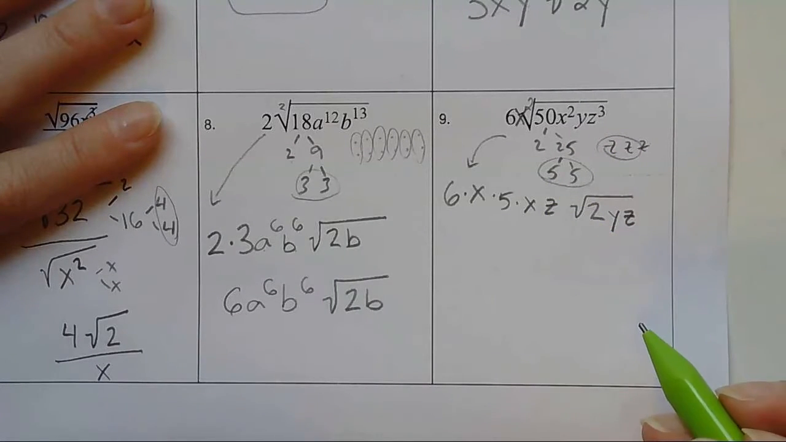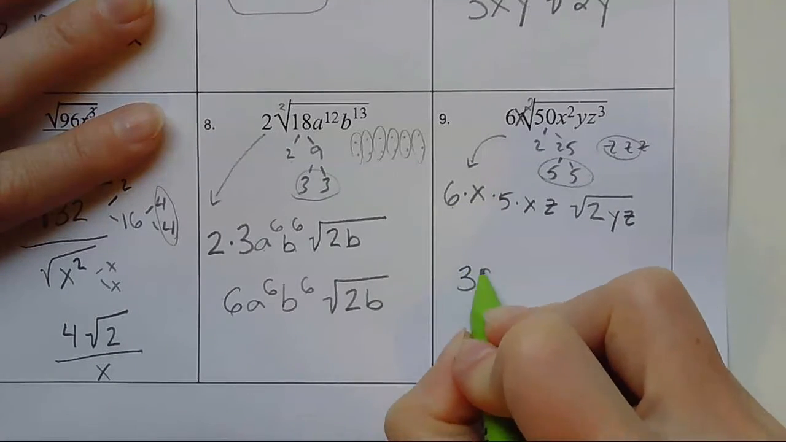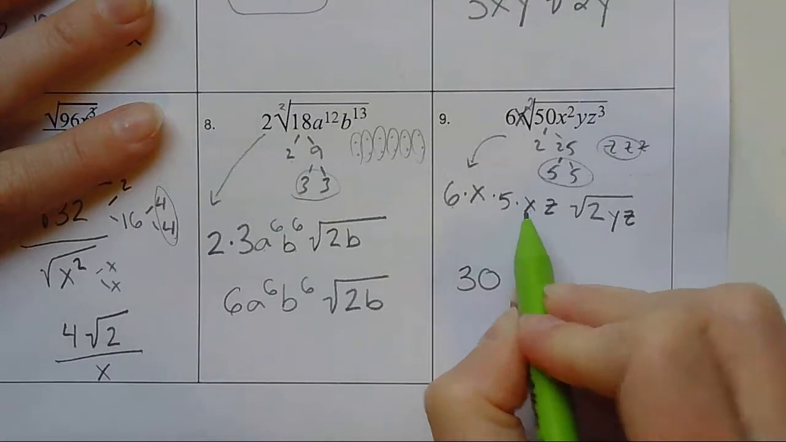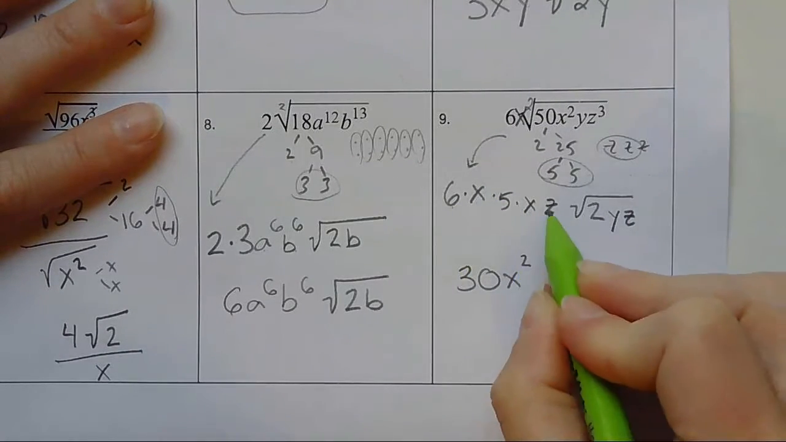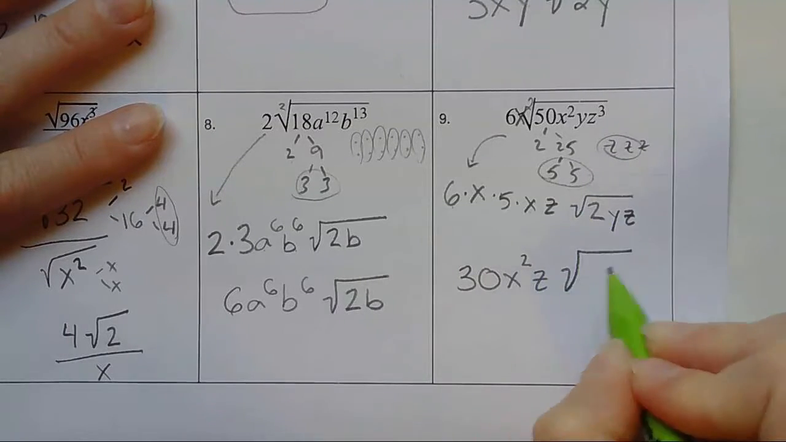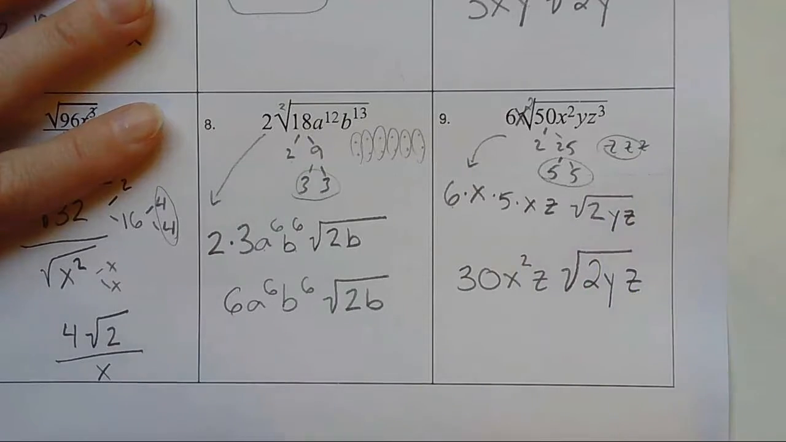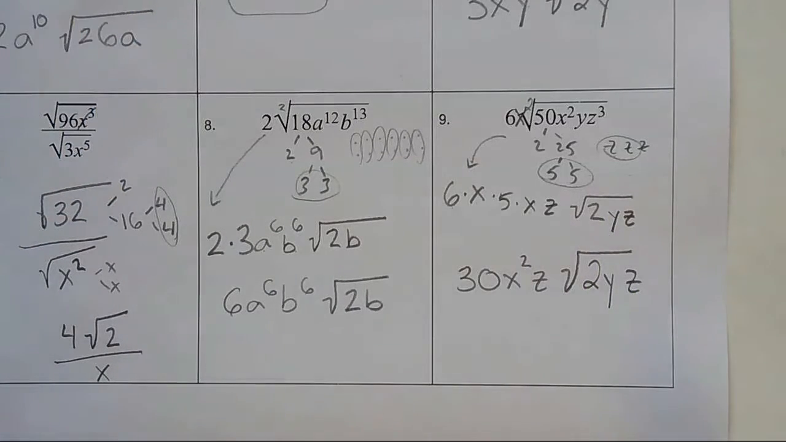And then they're all on the outside, so just multiply. So now I have 6 times 5, which is a 30. I have X times X, which is X squared. And I have a Z. Skip a little bit of space so you don't accidentally push these things too close together. And then on the inside, I have 2Y and a Z. So very, very easy concept. I really hope it's not super challenging.